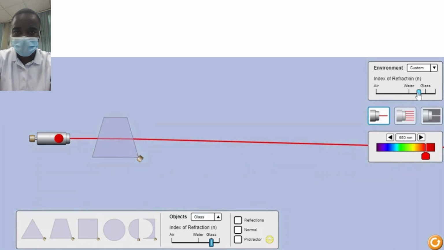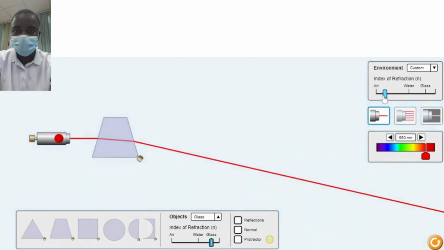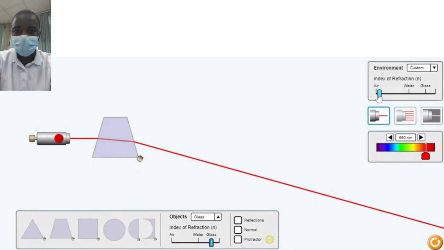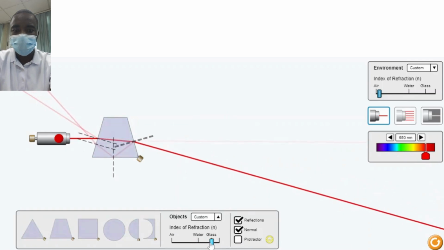The Bending Light Simulation offers several educational benefits. The simulation provides an interactive and engaging way to learn about the principles of refraction and dispersion. Students can actively participate in the learning process by adjusting the indices of refraction, prism shapes, and wavelengths, and observing the effects on the bending and dispersion of light.